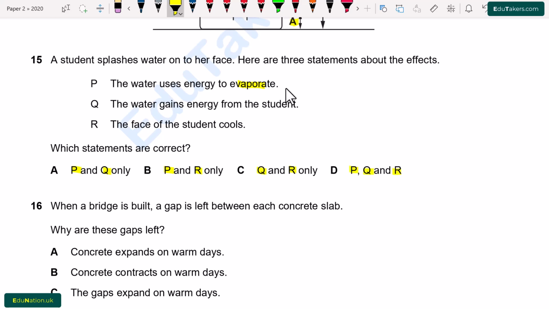So from here, all of these statements are correct because there is only evaporation and the molecules have enough energy to escape from the surface. And also when the student splashes water on her face, then the water gains energy from the student and the face of the student cools. So from here option D is correct.